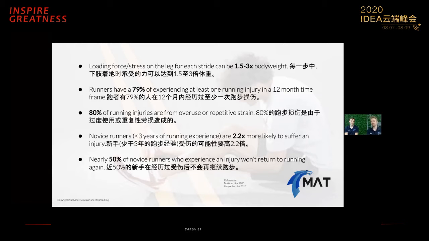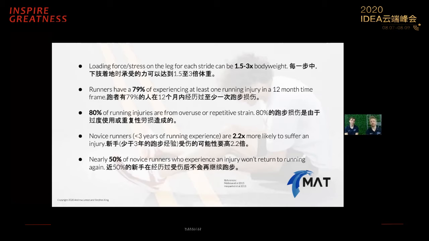And people new to running are especially likely to get injured, Andrew. People that are new to running are more likely to get injured. That's right, Stephen. So people who have run for less than 3 years' time are 2.2 times more likely to suffer an injury.